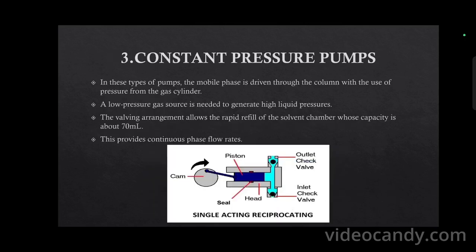Constant pressure pump. In this type of pump, the mobile phase is driven through the column with the use of pressure from a gas cylinder. A low pressure gas source is needed to generate high liquid pressures. The valving arrangement allows the rapid refill of the solvent chamber, whose capacity is about 70 ml. This provides continuous phase flow rate.